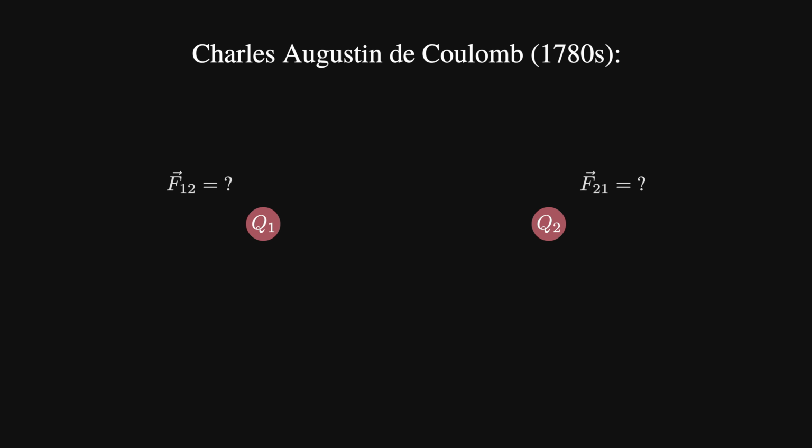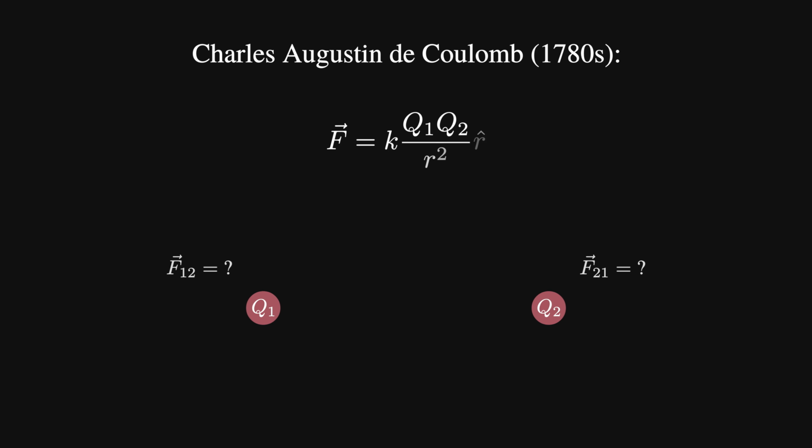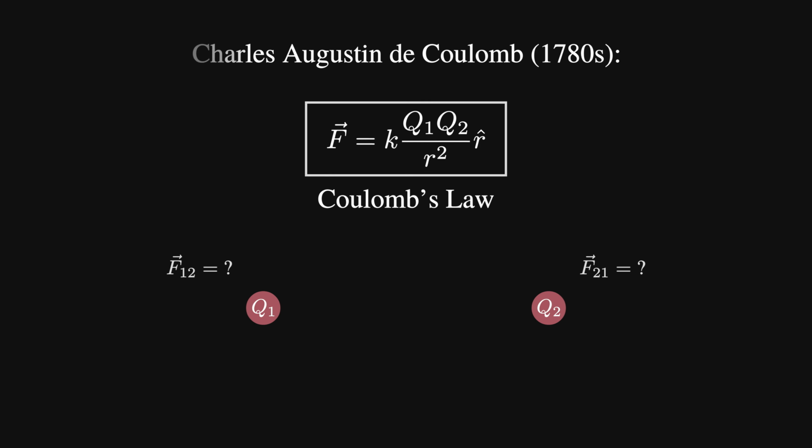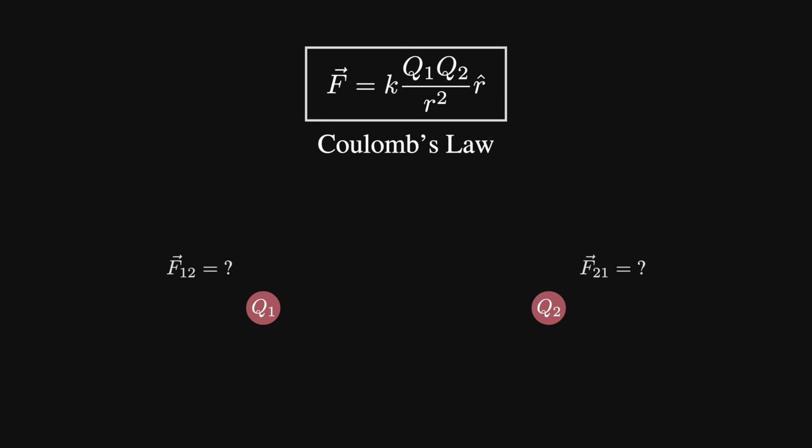In the 1780s, Charles Augustin de Coulomb proposed a simple expression for these forces. He stated that the force experienced by a charge Q1 because of a charge Q2 is F equals K times Q1 times Q2 divided by R squared, along the direction R hat. This expression is appropriately known as Coulomb's law.